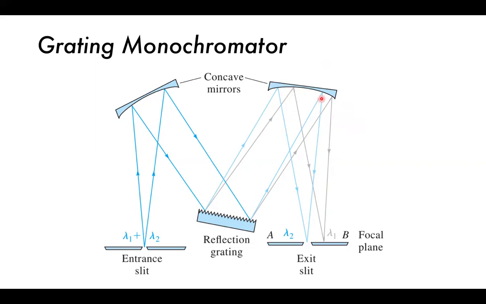Then these will be incident on a mirror again, and this mirror will focus the light onto the focal plane. Based on the position of the exit slit, for example if we want wavelength 2, we would position the exit slit over this wavelength. If we wanted wavelength 1, we would move the exit slit such that we get wavelength 1. We could also move some of the internal components to focus different parts of the beam on the exit slit.